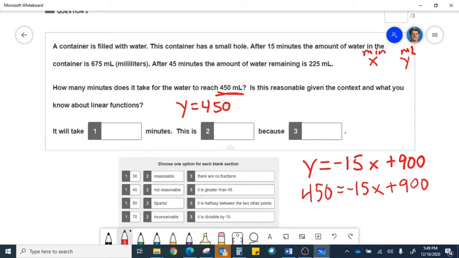As long as I have one variable, I can go ahead and solve for the other one. So in order to do that, what I have to do is just use inverse operations and go from there. So I'm going to subtract 900 from both sides.